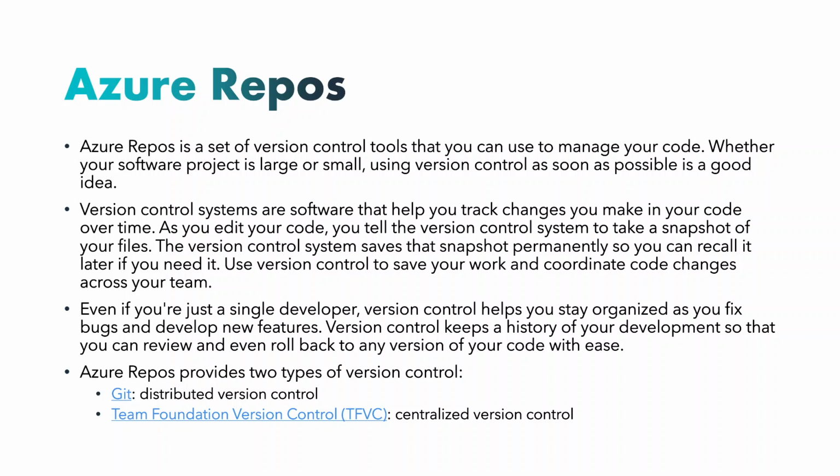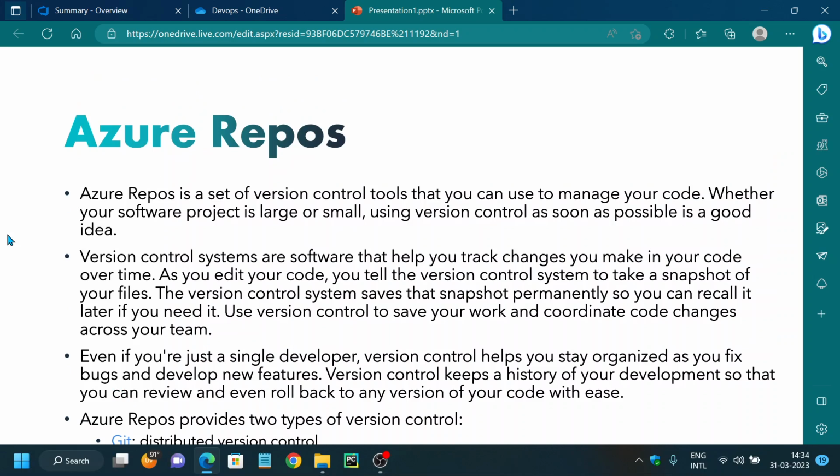There are two most popular version controls in Azure Repos. One is Git, which is a distributed version control, open source and popularly available. The next one is TFVC, Team Foundation Version Control, which is a centralized version control. In this particular tutorial, we'll discuss how we can use Git in Azure Repos. All right, now let's go to our practical session.